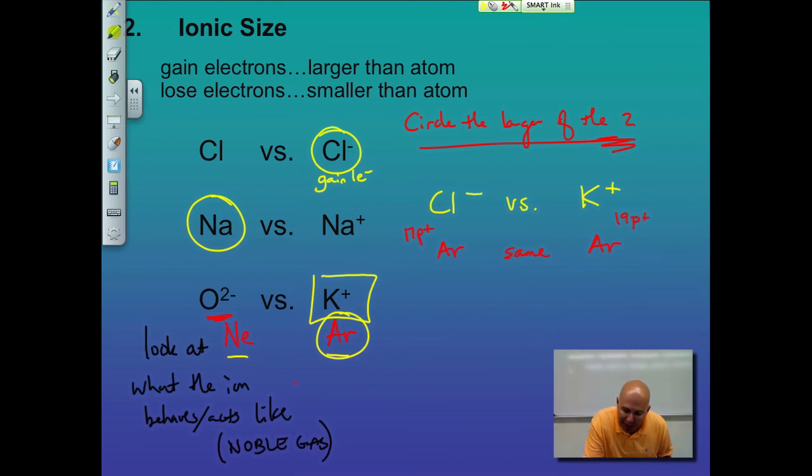Well, they both have 18 electrons, right, because if they lose or gain to form those 18 electrons, they both have 18 electrons, but which one of them has a greater pull? This one does. Potassium does, because it has 19 protons. So it's going to suck those 18 a little bit more. So the potassium is going to get a little bit smaller. So again, if I say circle the larger, we would say this one, if you really want to compare those two. So that's ionic size.